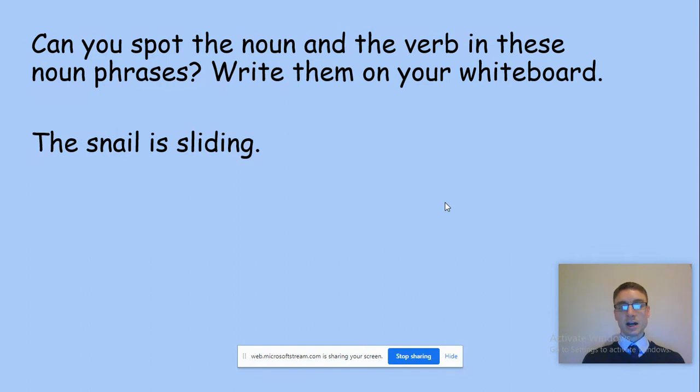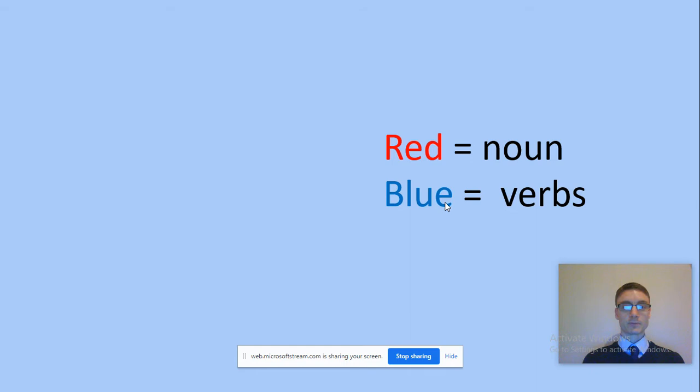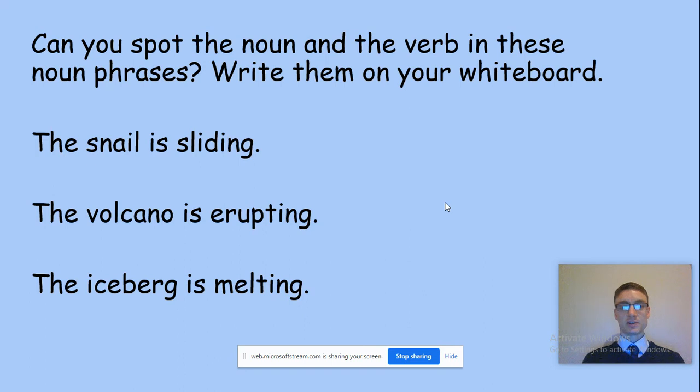So I'm going to show you some noun phrases, and then I would like you to see if you can find the noun and the verb in each of those phrases. Okay, so we've got the snail is sliding, the volcano is erupting, the iceberg is melting. So you need to find the noun, the name of the person, place, or thing, and the verb, which is the doing word. So our nouns will be in red and our verbs will be in blue. You might just want to pause it and have a look at those, and then I'll put it onto the next slide and we'll see.